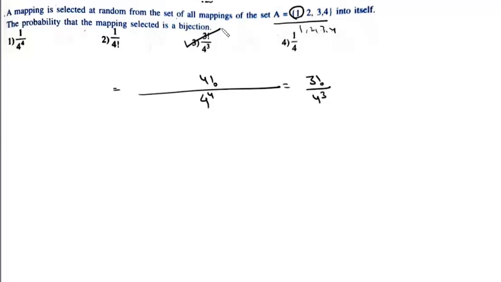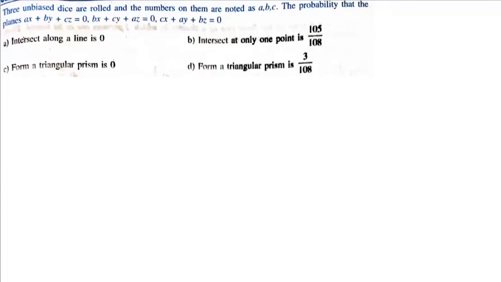and that's your option 3. Now here the question is, 3 unbiased dice are rolled and the numbers on them are noted as A, B and C. The probability that the planes intersect along a line, intersect at one point, form a triangular prism is.